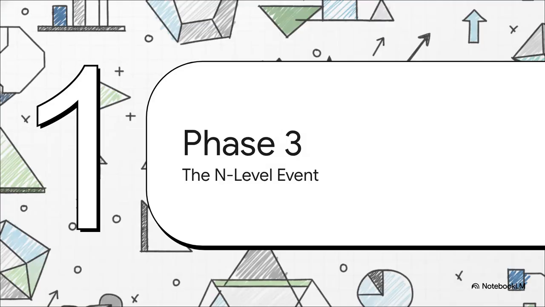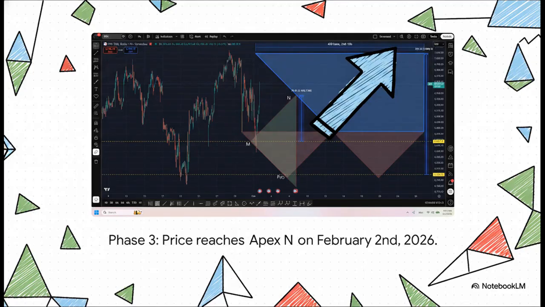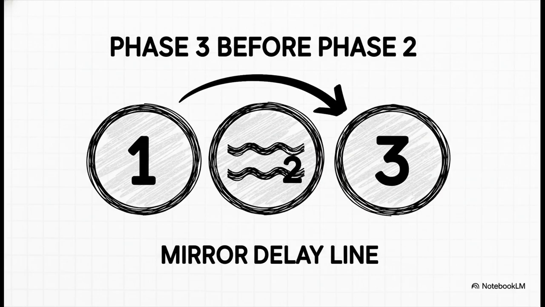Okay, and here's where the documented timeline takes a really interesting turn. The very next event that's recorded isn't Phase 2, which you might expect. It's actually labeled as Phase 3. So get this. On February 2nd, the day right after Phase 1 was initiated, the price reached what they call apex N. The documentation shows this happened at the 6,937 level. So, the crucial takeaway here is that the documented sequence shows Phase 3 completing before the conditions for Phase 2 were ever met. This really drives home the point that these phase numbers are just labels, not necessarily a chronological 1, 2, 3, 4 order.